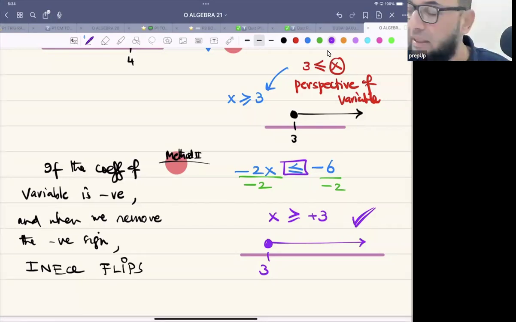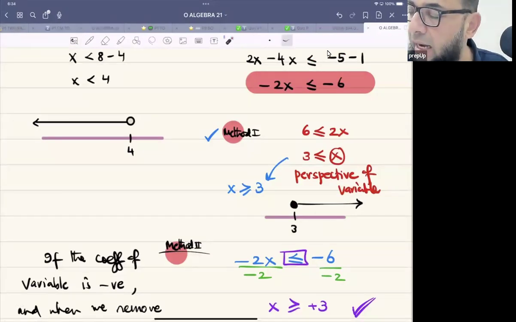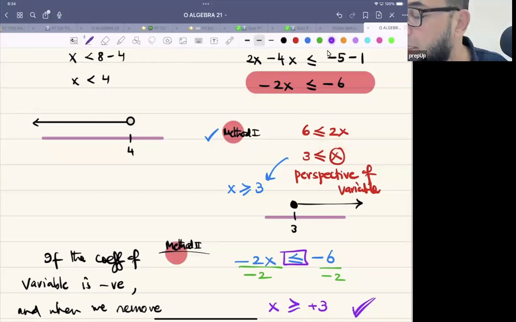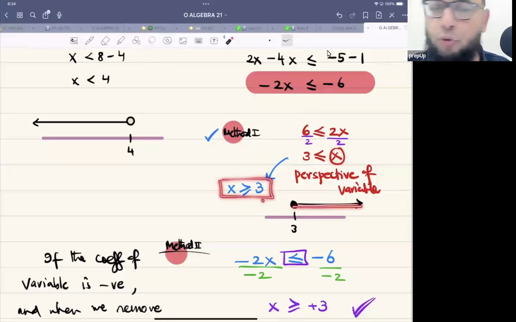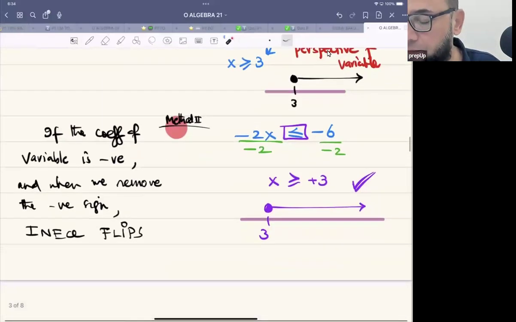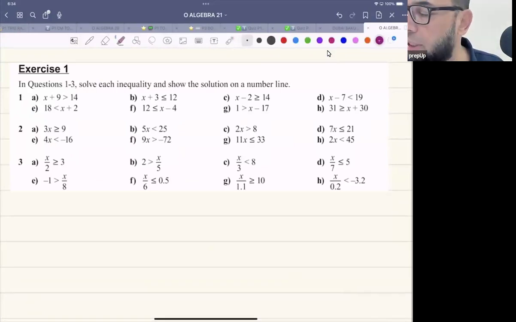Method number 1 is simply this. I just shifted the sides. I took negative 2x on the other side, negative 6 on this side. This negative becomes positive. This negative becomes positive. Divide by 2, divide by 2. Maybe I skipped this step. You should not. Therefore, x is greater than or equal to 3. So from the perspective of x, x is greater than or equal to 3. You go to the right. That's all about it.